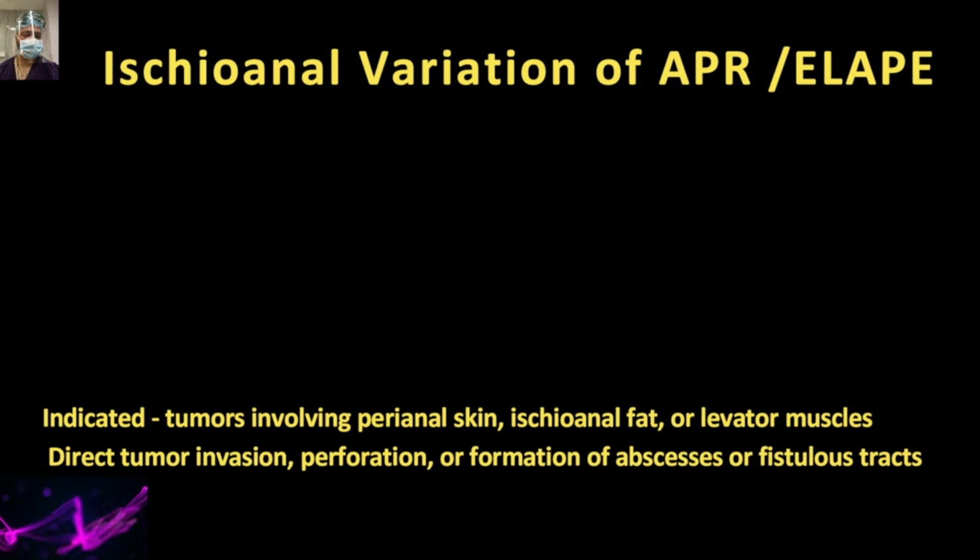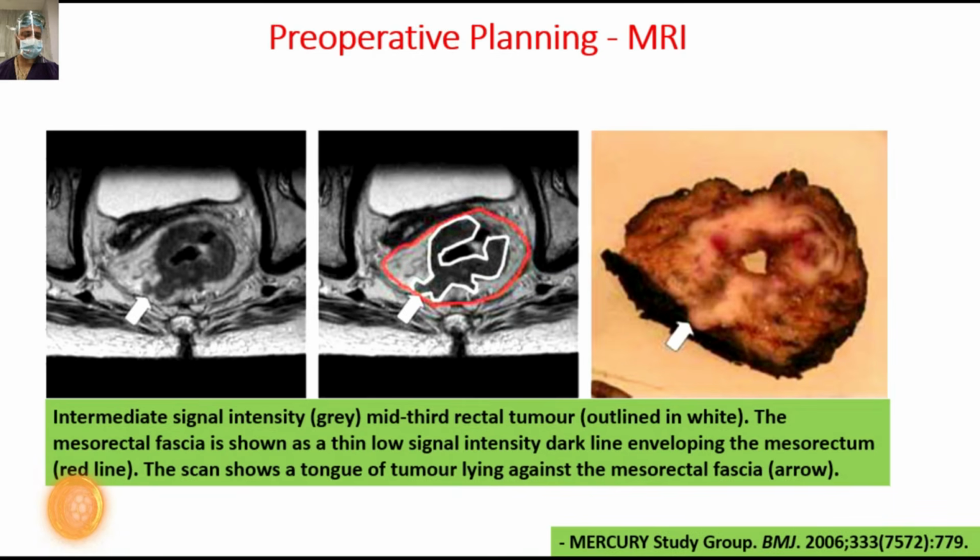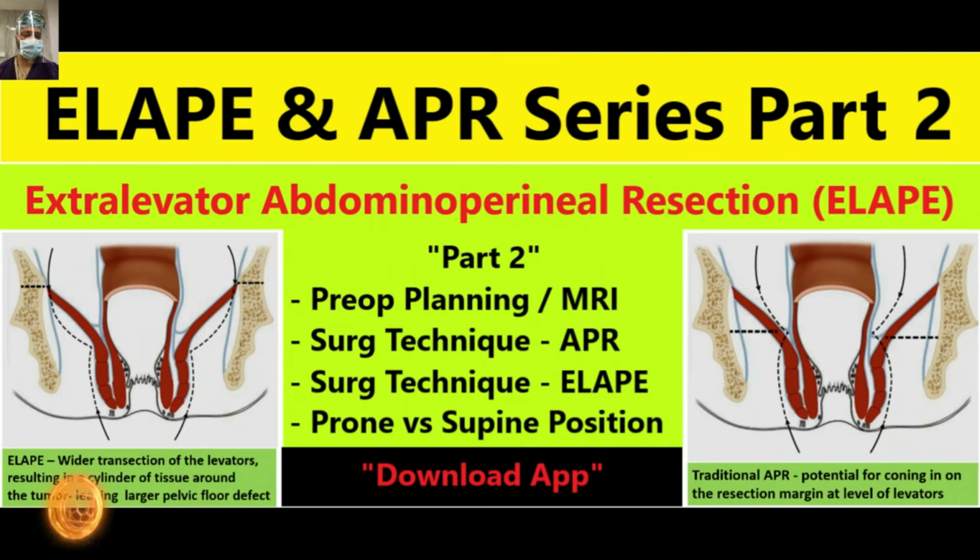So friends, from here onwards, that is preoperative planning, the different options, the surgical technique per se of the ELAPE and APR, we will carry forward the dissection in the next part of this series, that will be the second part of the APR versus ELAPE.